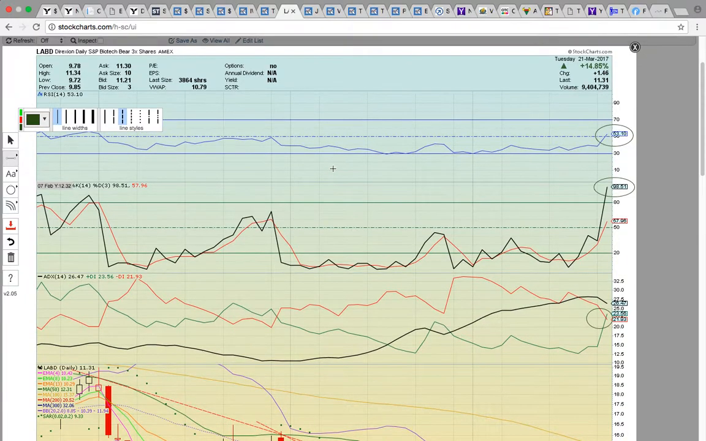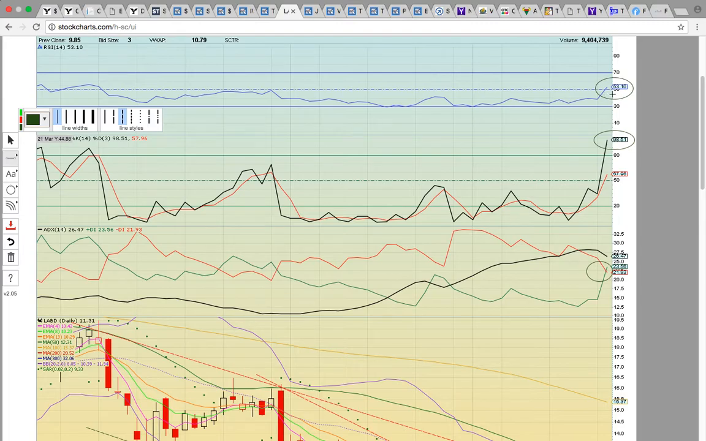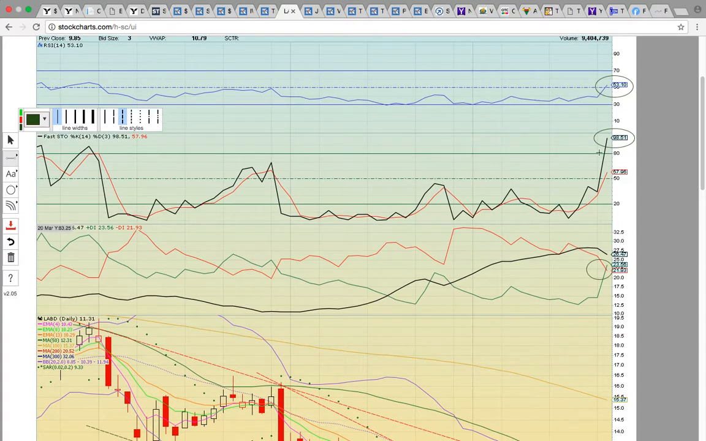Okay, let's take a look at one of the top performers. It was LABD, the biotech bear 3 times. Okay, this closed up nearly 15%. RSI is now in the 50 to 70 bull zone. Notice it's taken a couple months for it to get back up to this level. So this is a signal the chart is heating back up.